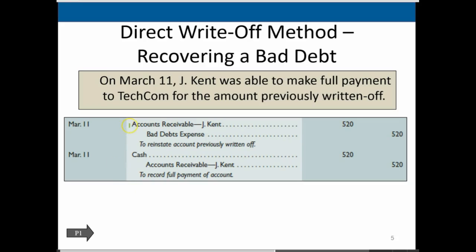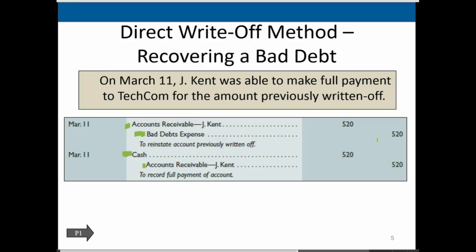One, we'd have to put the receivable back on the books by debiting the receivable and crediting the bad debt expense. This is reversing the fact that we wrote off the debt in the past, and then we can do the normal transaction, meaning debit cash, putting it back on the books, and credit accounts receivable, taking it back off the books. Now, you might be saying, well, why would I do that? Why don't I just debit cash and credit bad debt? Why am I taking it in and then out of accounts receivable here?